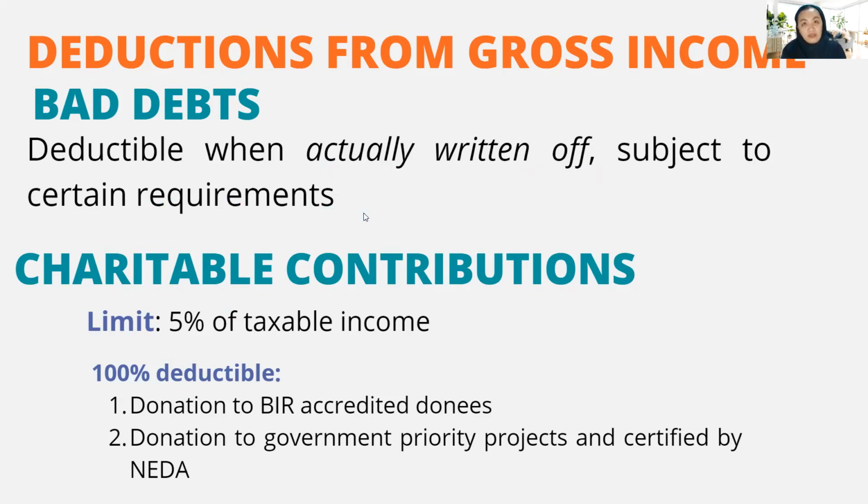So deductible for tax purposes when it is actually written off, subject to certain requirements. So if it's written off from the books, you don't have any plan of collecting because the probability of collecting is very, very low. Now, on the other hand, kung meron ka namang bad debts na ni-write off mo and then unexpectedly you were able to collect it, that's additional income on your part.